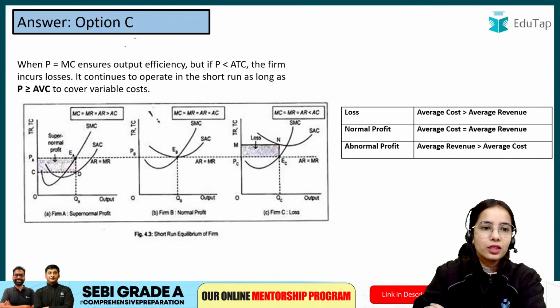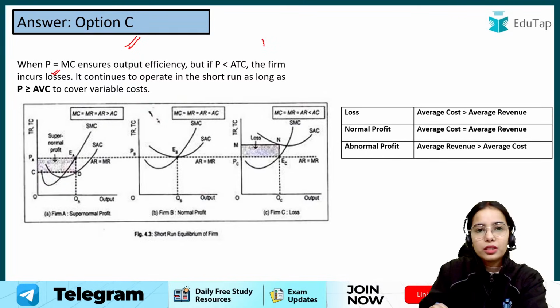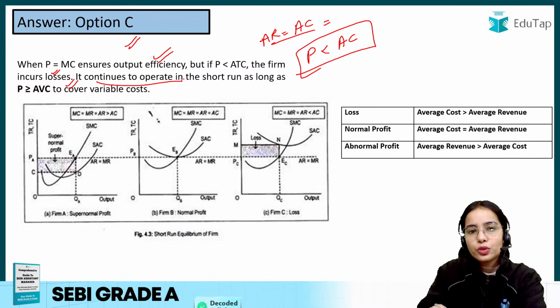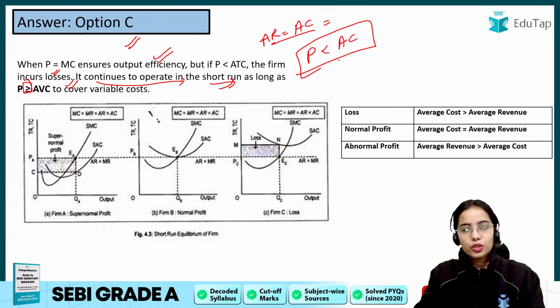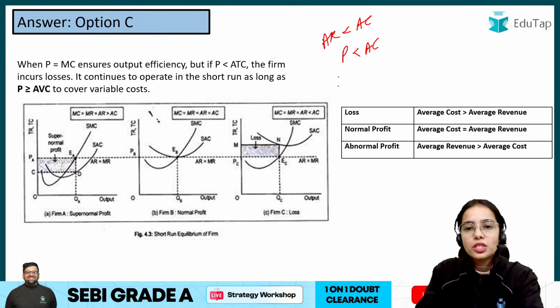Okay. So here the price is equal to MC. The average revenue is equal to average cost is equal to marginal cost, which ensures output efficiency. But if price is less than average cost, the firm incurs losses. It continues to operate in the short run as long as price is greater than average variable cost. So the average revenue is less than average cost, but the average revenue is greater than average variable cost.